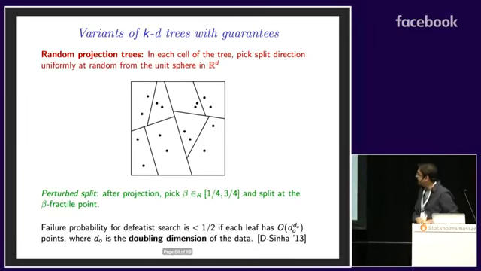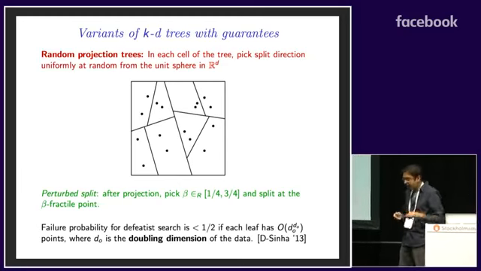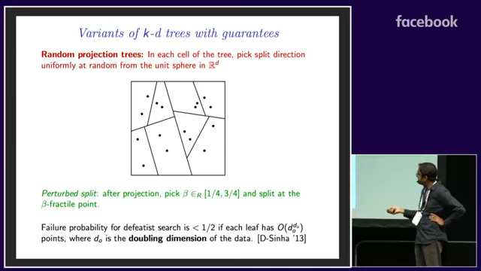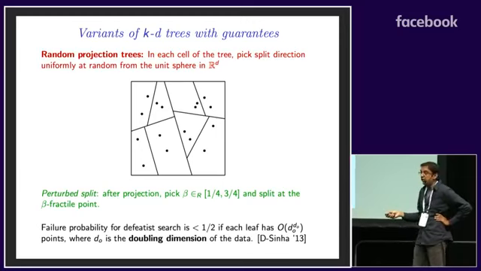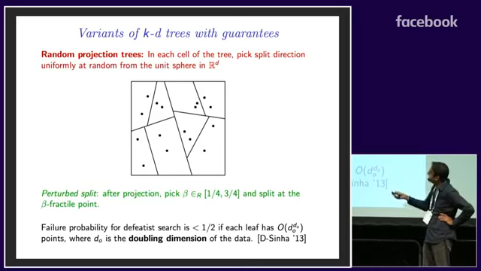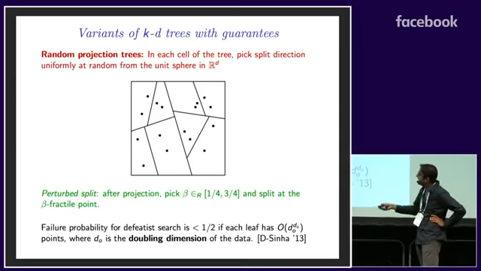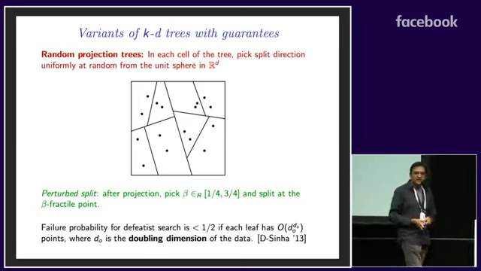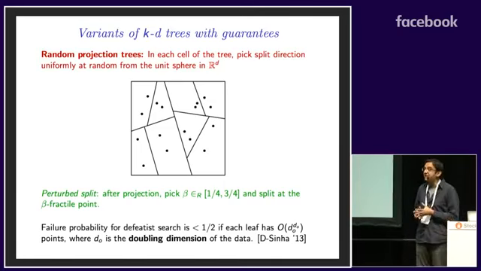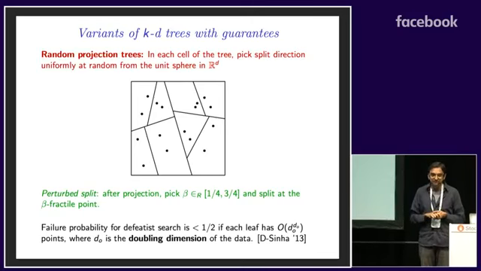So what can you show about this? You can show that you can just do defeatist search on this structure, so it's very fast. And if you do that, the failure probability is at most a half on any query, as long as each leaf has got a substantial number of points, where that number of points is exponential in the doubling dimension of the data. Okay, so there are two things going on over here. This is one of those data structures that has a failure probability. Okay, so it returns a point, but it might not be the nearest neighbor. But you know that the failure probability is less than a half.